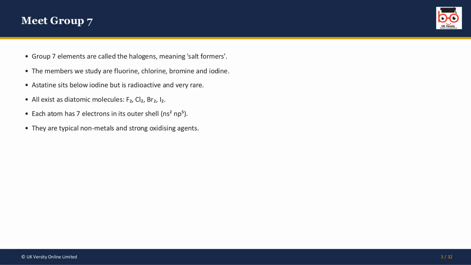The halogens are Group 7, and the name actually means salt formers, which tells you a lot about how they behave. The four we study are fluorine, chlorine, bromine, and iodine. Astatine sits below them, but it's radioactive and vanishingly rare. Each exists as a diatomic molecule, so two atoms bonded together, like chlorine, which is two chlorine atoms joined up. Every atom has 7 electrons in its outer shell, and they're classic non-metals and strong oxidizing agents.